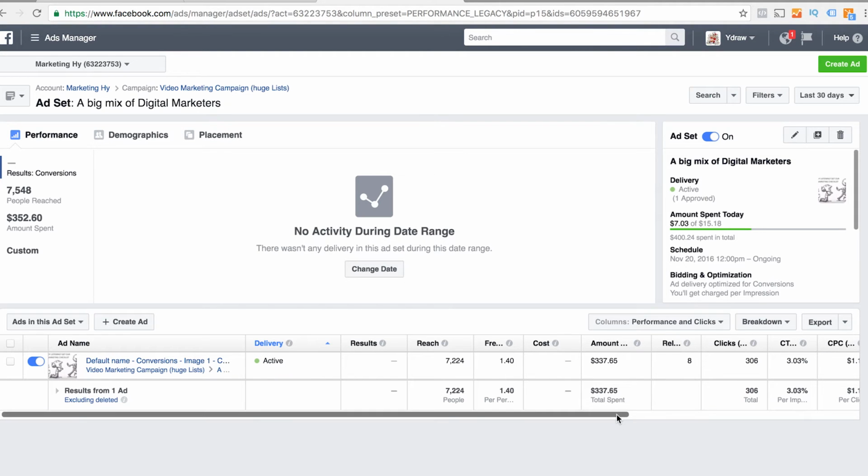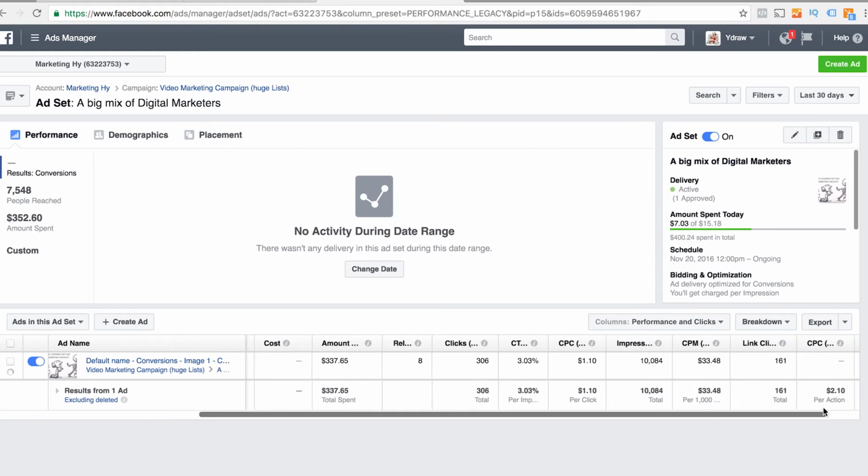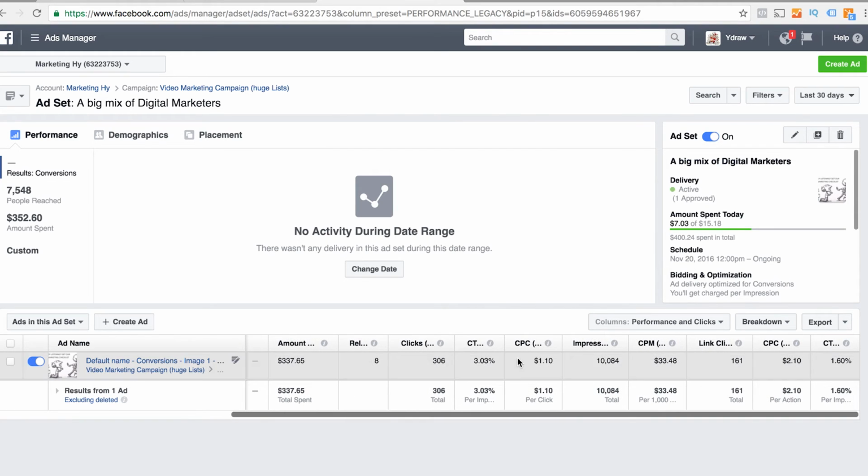Another thing we look at is under performance and clicks. We always look at the cost per click. Generally, the cost per click here, because this is the cost per click to the site. So we're paying $2.10 for a site visit. And we look at our click-through rate. Our click-through rate, we always like it to be about 1.5% or higher. If it's not, then we consider it a bad ad.